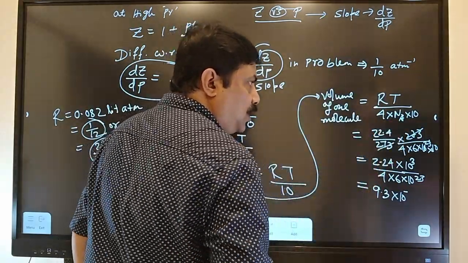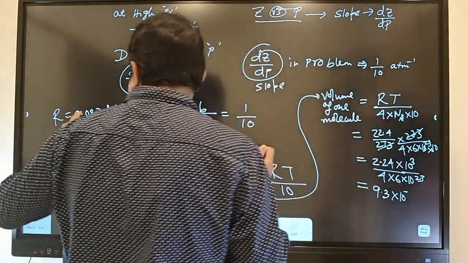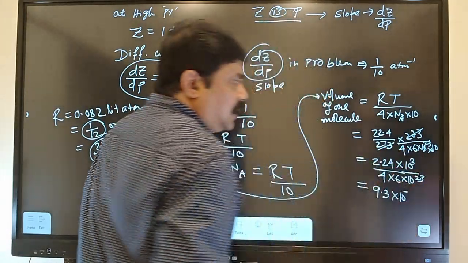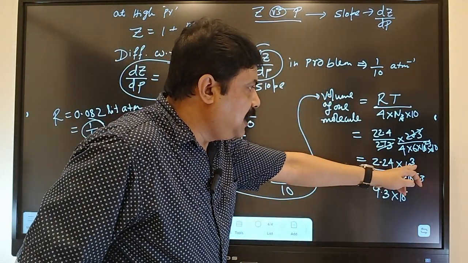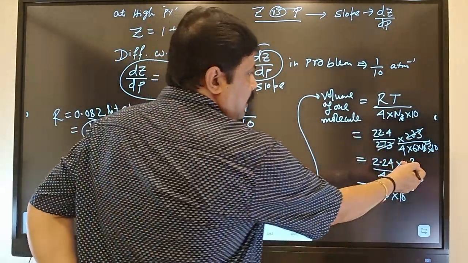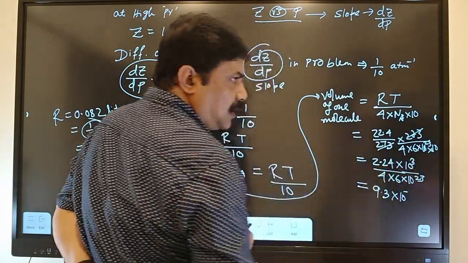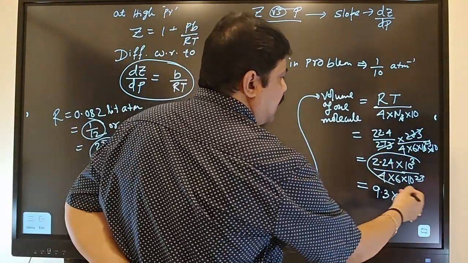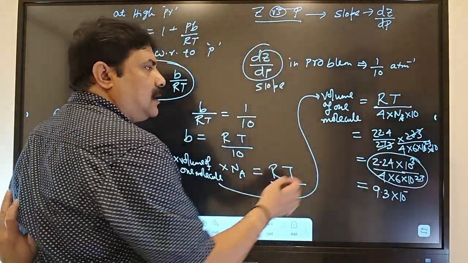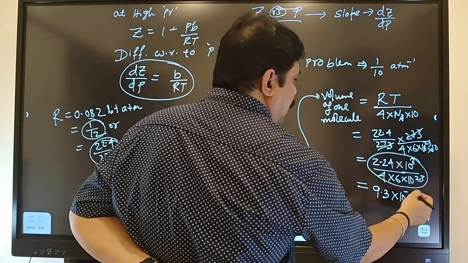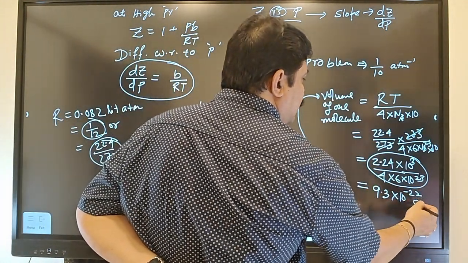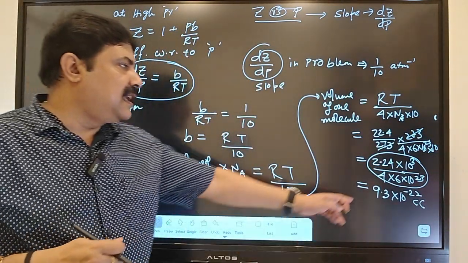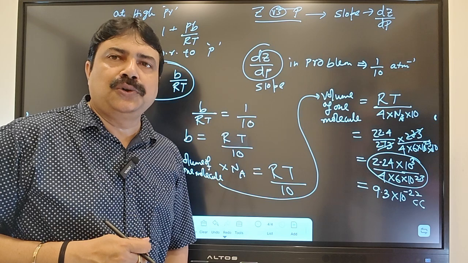So 22.4 liter by 273, that is nothing but this liter atmosphere. Now this liter I need to convert into ml. Ml means centimeter cube or cc, that's why I want to multiply by 10 power of 3. Then after that, this is your final calculation. If you do the final calculation for this part, the final result comes 9.3 into 10 power of minus 22 cc. This is the volume of one molecule.